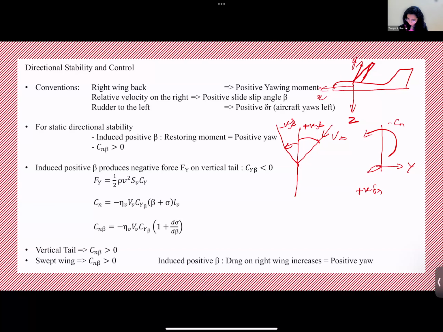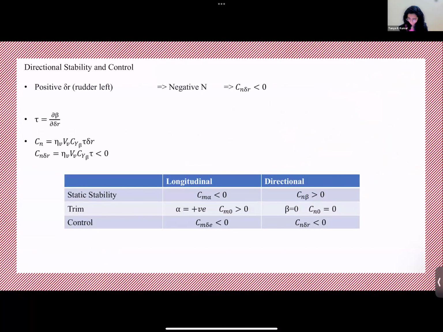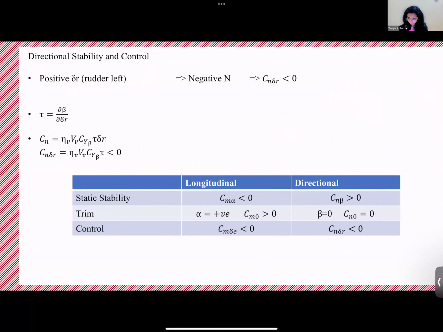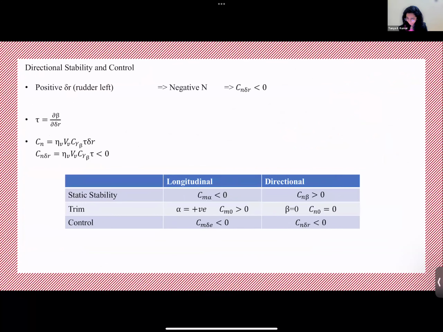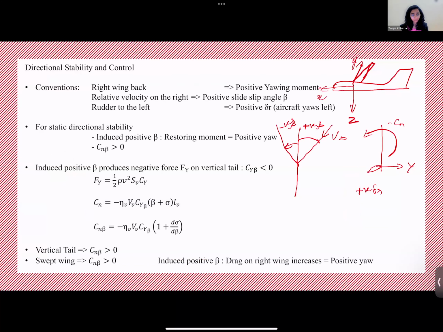Is it negative Y? Is the slide not refreshed? Yeah. So that is the positive Y axis, right? Positive Y. This is the positive Y axis. This right wing is the positive Y axis. So deflecting the rudder towards the left will give you a positive side force. Okay.